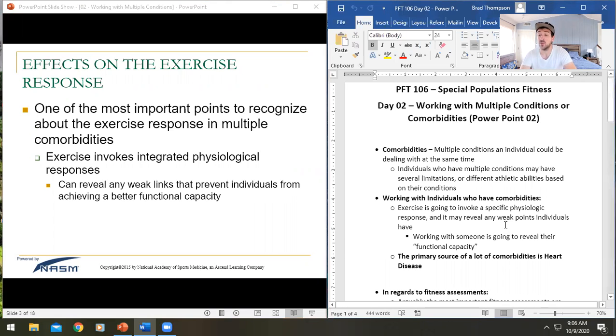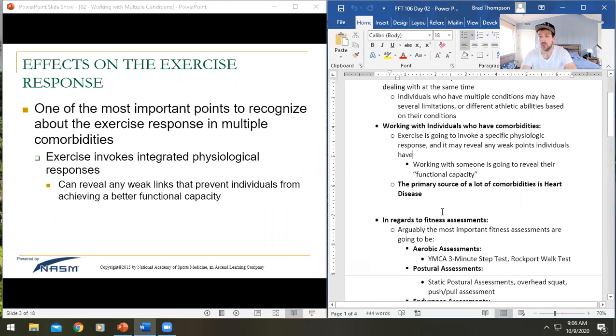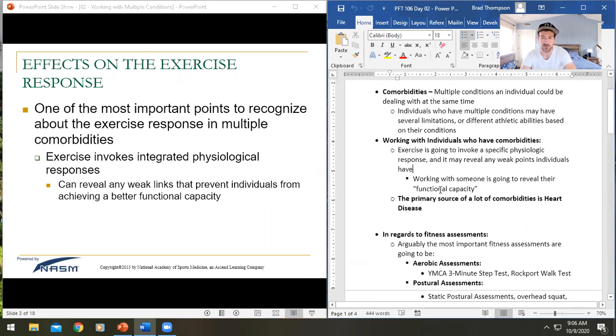So when we're working with individuals who have comorbidities, multiple conditions, we're going to make sure that, because exercise is going to be such an elevated state of what your body is up to currently, right? Your body is in this super elevated state. Your blood's pumping faster, your heart rate is faster. Well, obviously, you're breathing more, temperature is higher, right? Hormones are going crazy. All of those things are happening simultaneously.